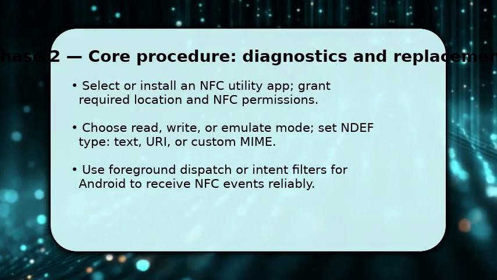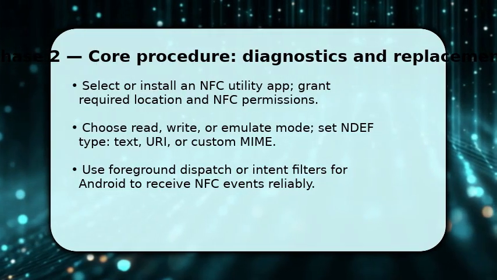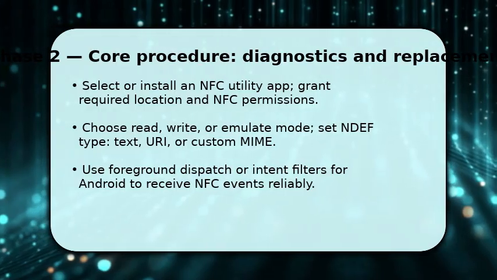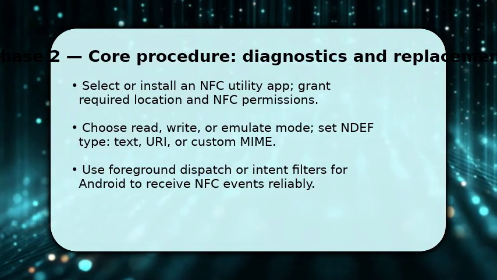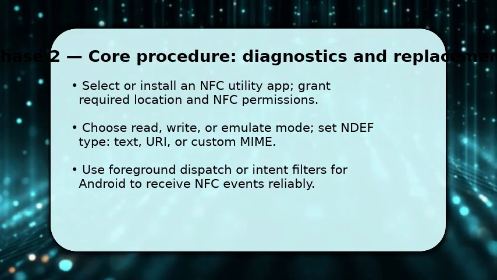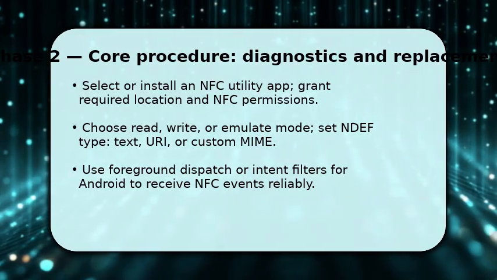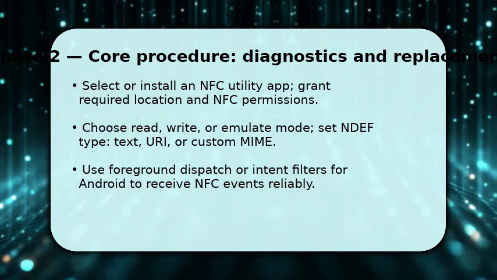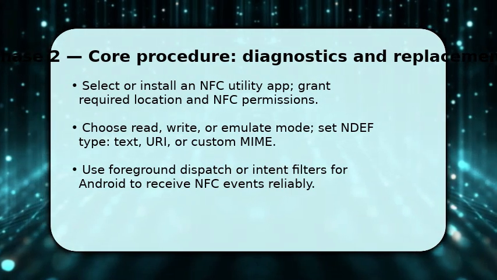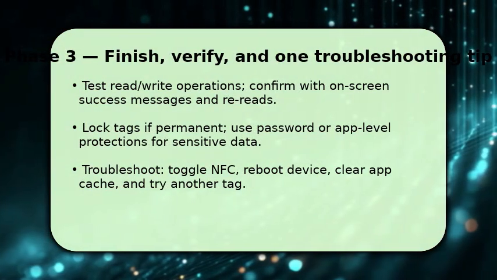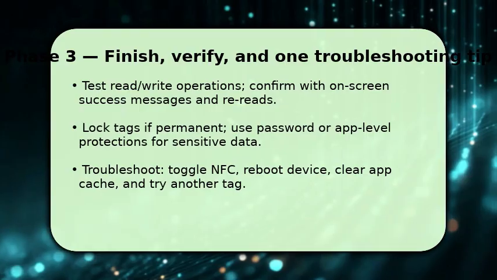For developers, enable foreground dispatch or add intent filters so the device routes NFC events to the right app immediately. While writing, hold the tag still and avoid magnetic interference, since even small motion can corrupt the write. Finish by verifying operations and securing any persistent data.